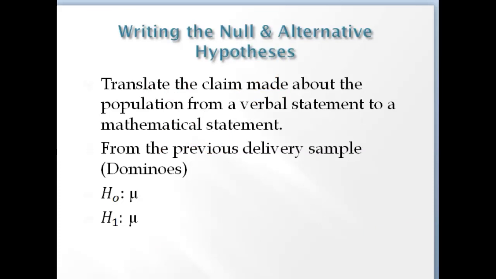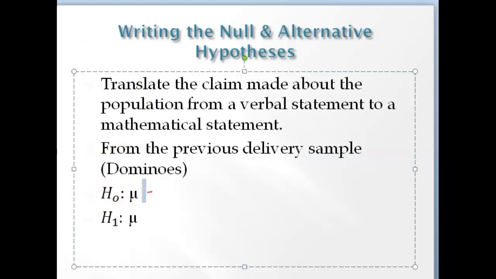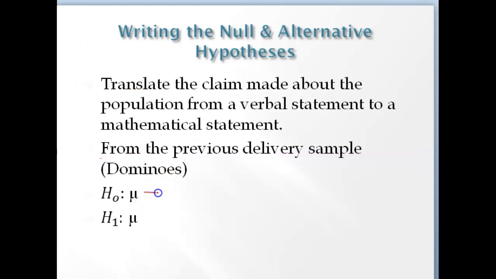Now, what we will be testing in the next couple of sections is a hypothesis test. We're going to be conducting a hypothesis test for a population mean. So we're going to gather information from a sample, compute the sample mean, and based upon our sample mean, make some inferences about the population mean. So from the previous statement, that Domino's will deliver the pizza in 30 minutes, what we want to do is identify our null hypothesis and our alternate hypothesis.